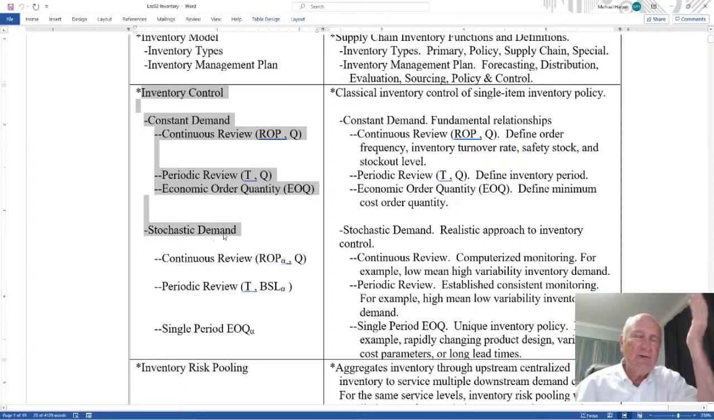And we're going to assume it varies randomly according to a normal distribution, like a bell curve, to keep it simple, and that's not a bad assumption. Of course, some demands are not that way; they're skewed. But we'll use stochastic demand to get the idea and the concept.